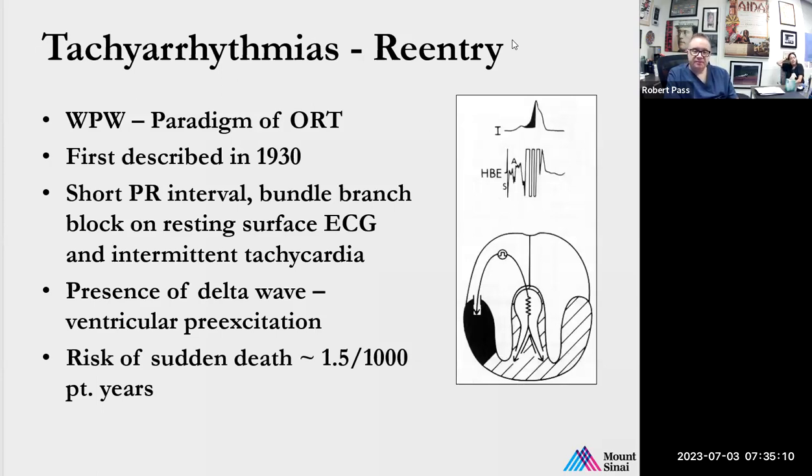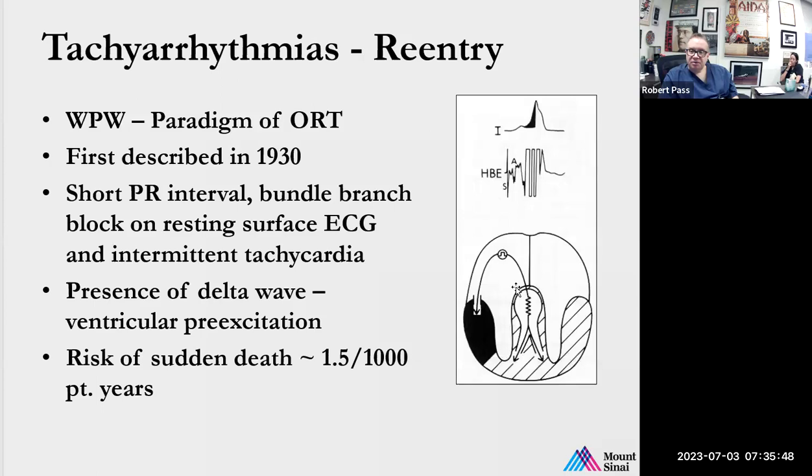It's an interesting history. People who have WPW have a short PR interval. They have what appears to be bundle branch block. It's really just pre-excitation and intermittent tachycardia. And it's interesting to note that in 1930, Wolf, Parkinson, and White didn't actually understand at all why people had ORT or even were pre-excited. They just described the short PR, what they described as a bundle branch block, and intermittent tachycardia as a syndrome, but they did not actually understand the mechanism. In fact, the mechanism was not elucidated until the 1950s, about 20 years later.